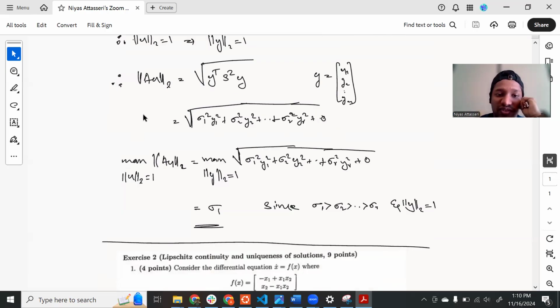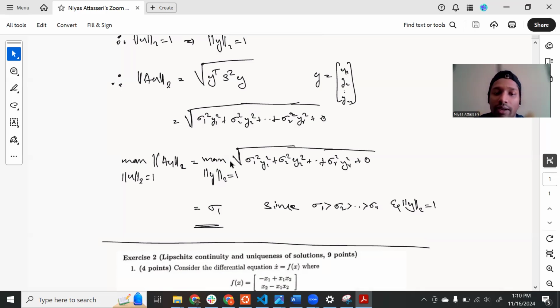Now we are asked to find the maximum of the two norm of Au when the two norm of u is equal to 1. Let's substitute what we have here in the two norm of Au. We get the max over the two norm of y equal to 1, because we know that the two norm of u equal to 1 implies the two norm of y equal to 1.